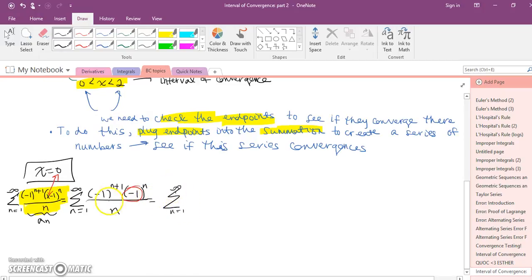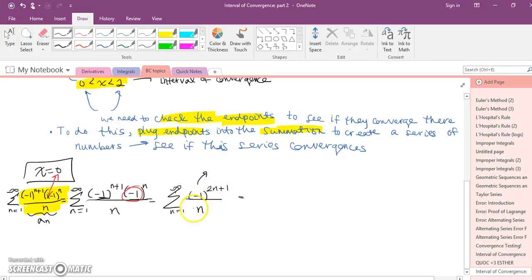That's the sum. If I have negative 1 to the n plus 1 times negative 1 to the n, same base means you add your exponents. So n plus 1 plus n is 2n plus 1 over n. Now let's think about this. If I have negative 1 to the 2n plus 1, is this going to be a sign changer or not?